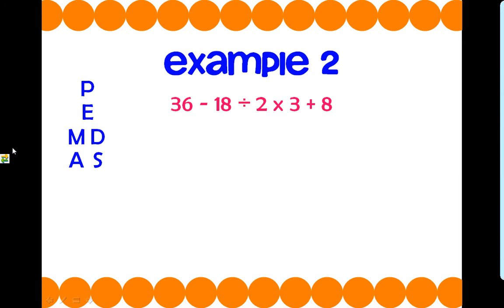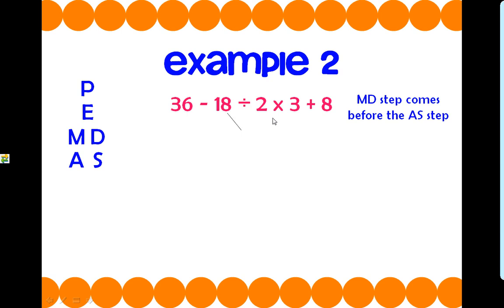Okay, looking at the problem here. Once again, we have no parentheses. We have no exponents. But we do have some multiplication and division. And that step comes before the adding and subtracting. So we're going to go to the first multiplication or division problem, and that is this one here. So we're not going to subtract because that's last. We're going to go ahead and do this division first.